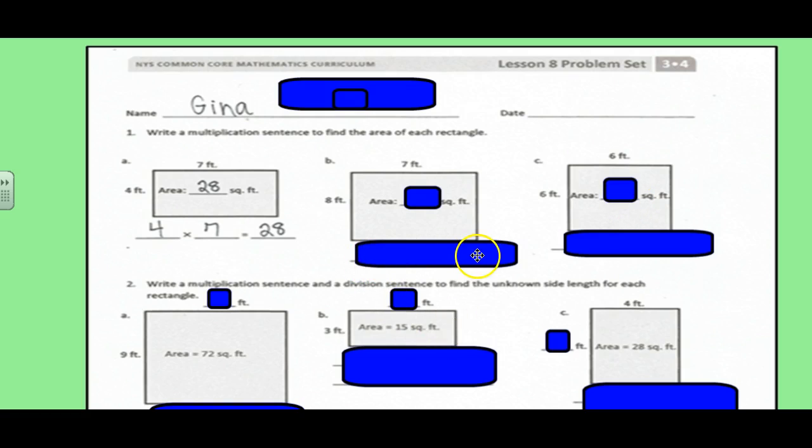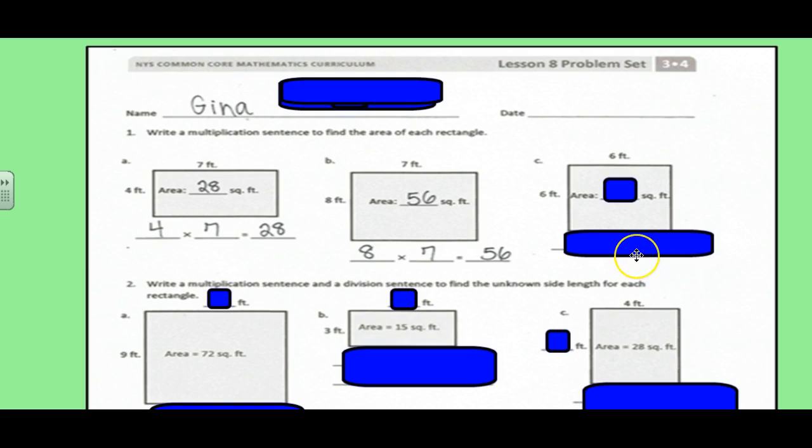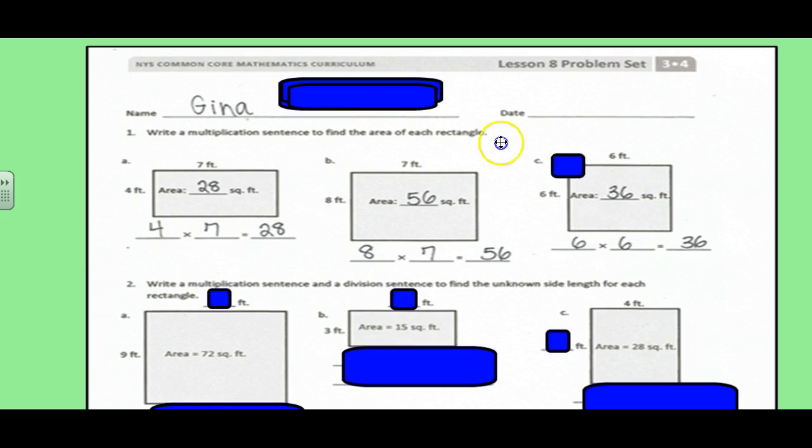Now I want you to go ahead and complete B and C on your own. Make sure you're writing the multiplication equation that you're using to find the area for both of these rectangles, and make sure you're writing what the area of these rectangles are inside the rectangles. Whenever you're ready to check your answer, you may push play. Okay, so the multiplication equation for rectangle B was 8 times 7 equals 56. So that tells me that the area of this rectangle is 56. The multiplication equation for rectangle C was 6 times 6 equals 36. So the area of this rectangle is 36 square feet.